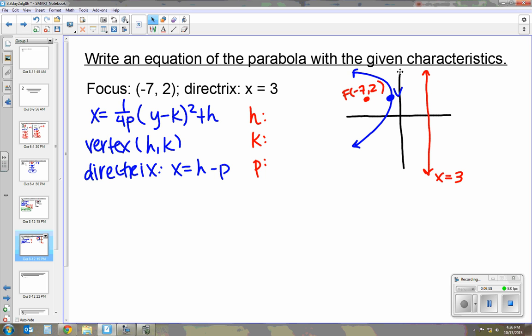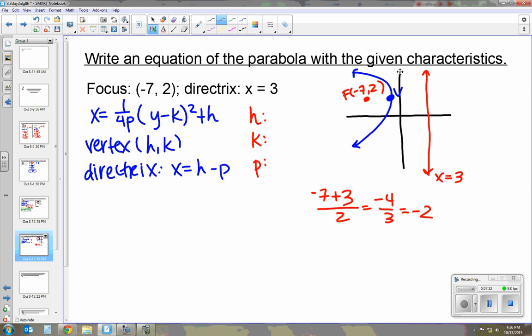And if we remember the properties of the vertex and the relationship it has between the focus and the directrix, it is in between the focus and the directrix. It is halfway. So what we can do is take the x values of the focus and the directrix, negative 7 plus 3, and divide by 2, and we get negative 4 over 2, which is negative 2, because it's halfway in between the focus and the directrix.